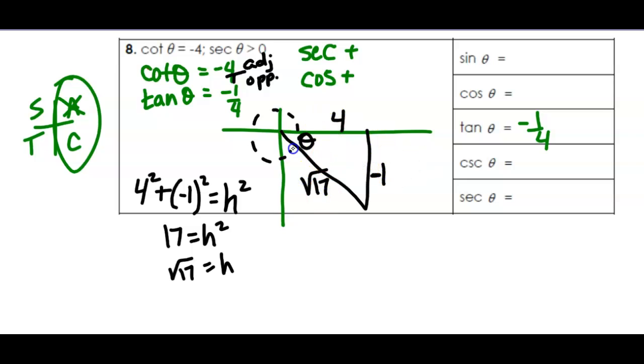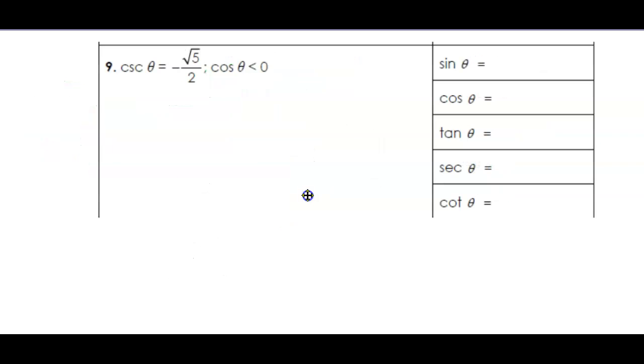So these are going to turn out kind of ugly, okay? The sine is going to be opposite over hypotenuse, which becomes negative square root of 17 over 17, and so on. Okay, I'll finish that in the notes. You should try it before you check the notes. All right, then one more to set up.